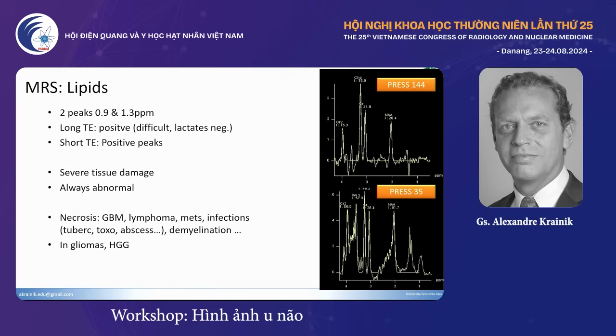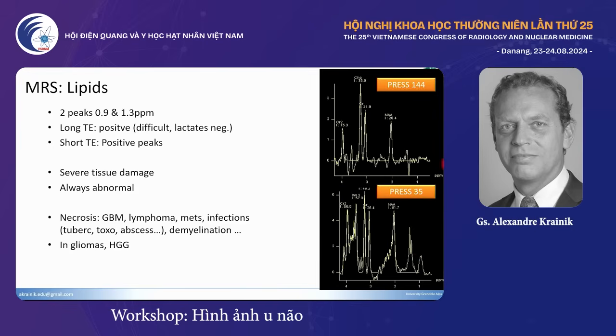suggests that there's a necrosis that can be related to tumor, okay, but also necrosis related to lymphoma, to metastasis, infections, especially atypical infection, such as tuberculosis for instance. Also in MS, quite commonly lipids increase, and you see, especially at short TE, this double peak, 1.3, 0.9. At short TE, this double peak is very suggestive of lipids.